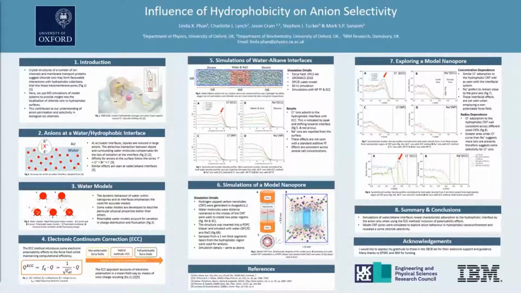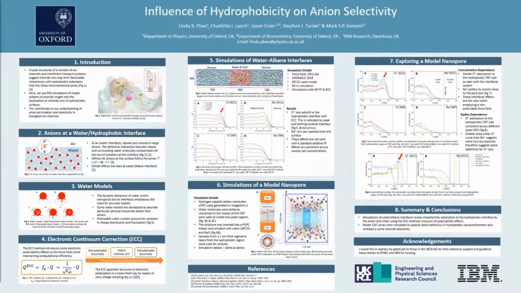Ion channels and membrane transport proteins selectively allow the movement of ions and water across cell membranes. In particular, the selectivity for anions still remains poorly understood. A number of crystal structures of ion channels and membrane transport proteins suggest that chloride ions may form favorable interactions with hydrophobic residues. My research explores the influence of hydrophobicity on anions at hydrophobic interfaces and in nanoconfinement.